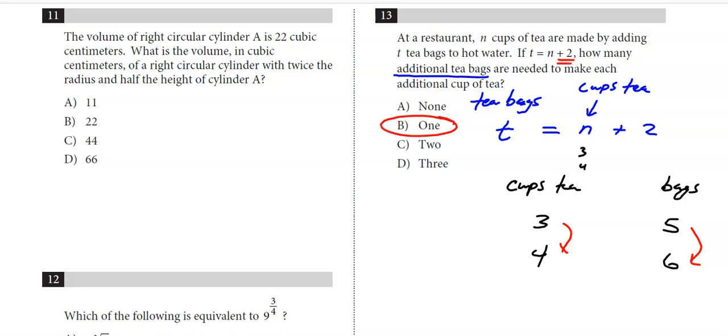They try to make you think that the 2 has something to do with this, but actually, you're really focusing on the slope. You know, this is a linear equation. We're interpreting a linear model. And the slope right there is telling me how many additional tea bags are going to end up there.